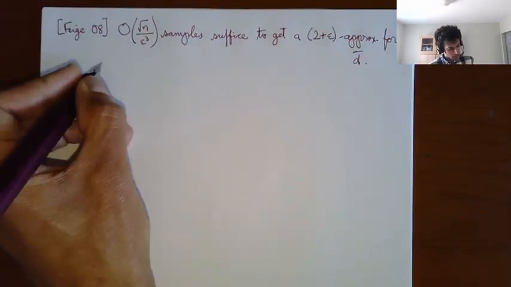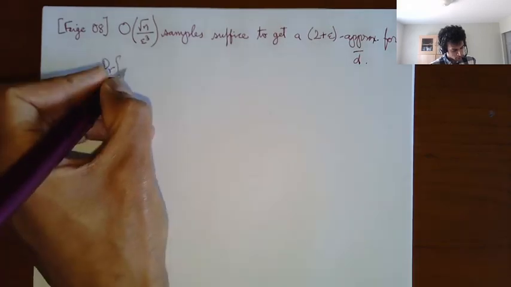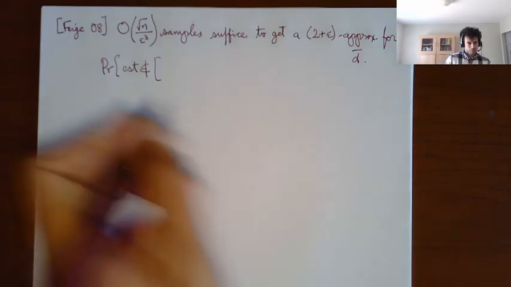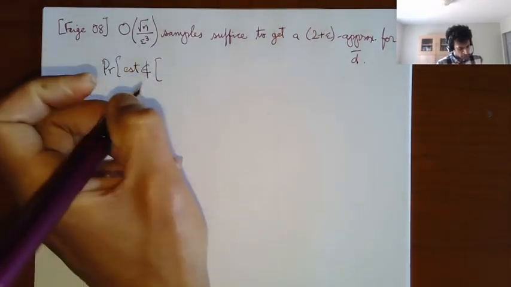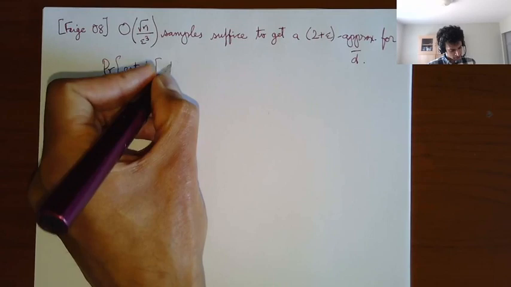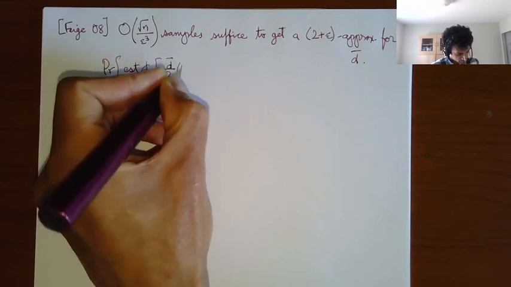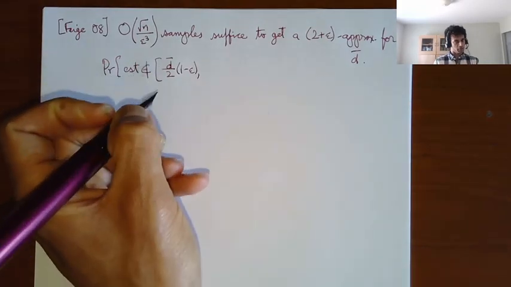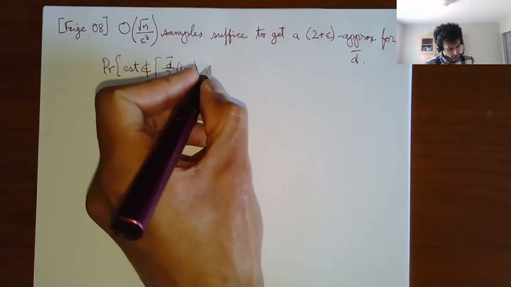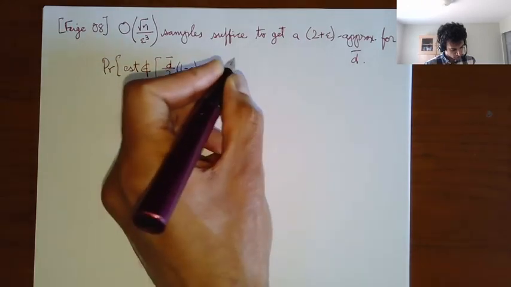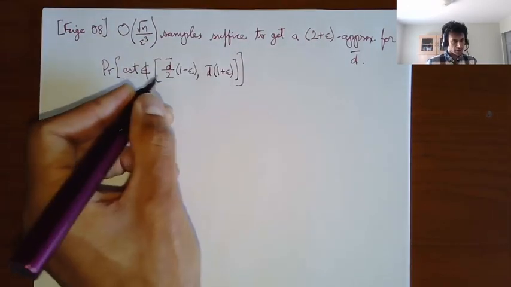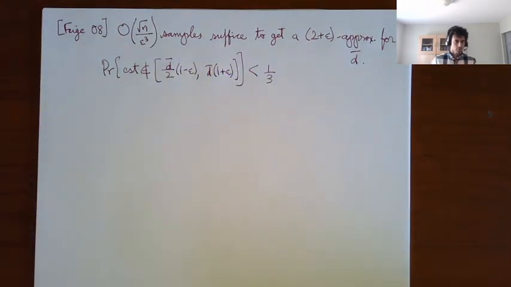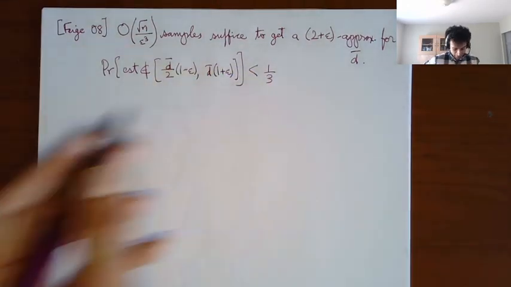What this means is that what we'll output is the probability that the estimate is, and you'll see that it's fairly specific, the probability that the estimate is not in this, which is the average degree divided by 2 times 1 minus epsilon, and the average degree times 1 plus epsilon. So the probability that your estimate is not in this is going to be less than 1/3. Okay, so this is the guarantee that I'm going to show you.